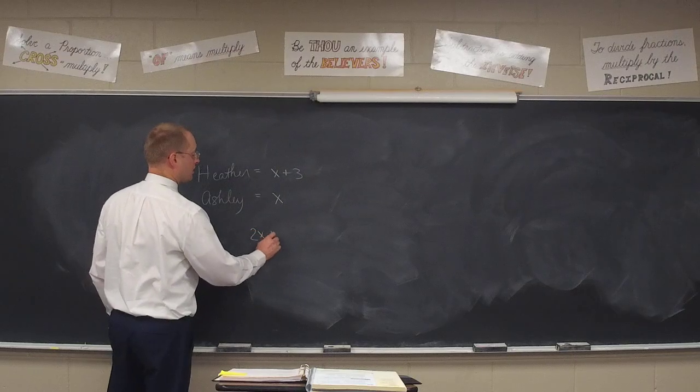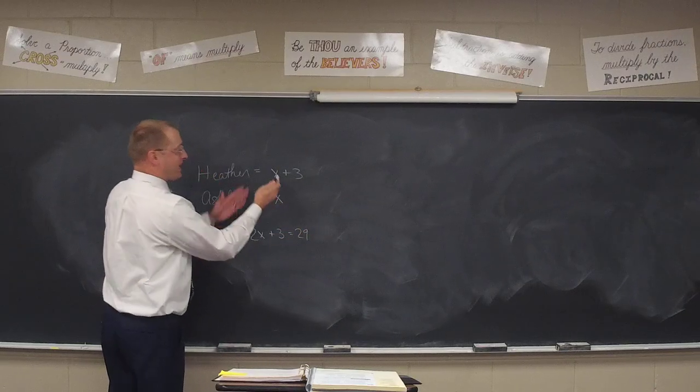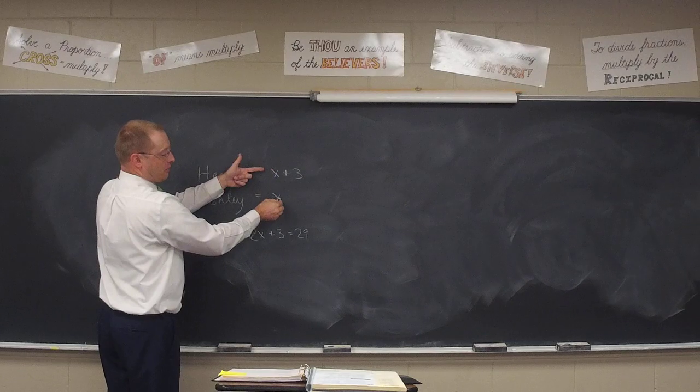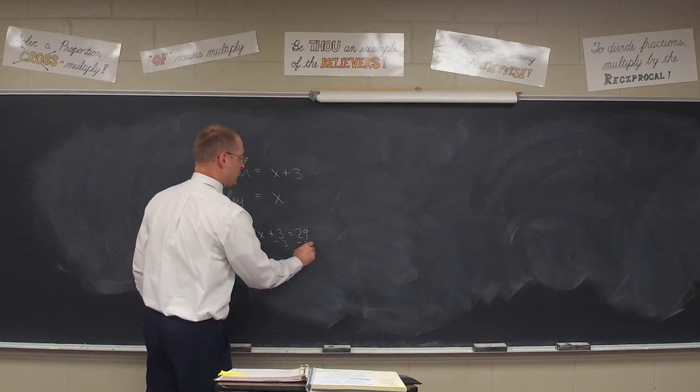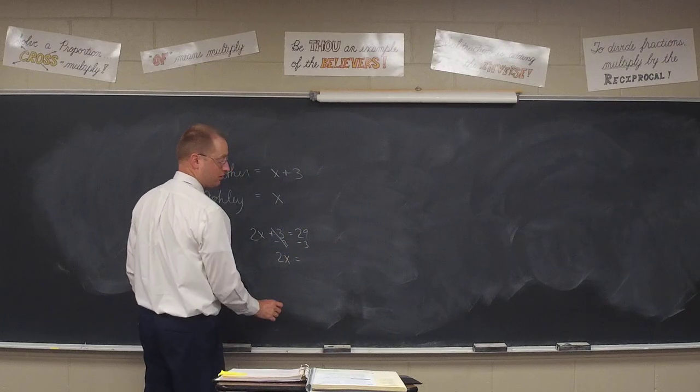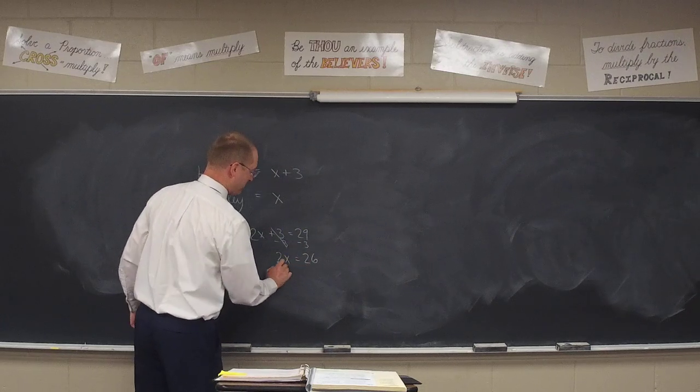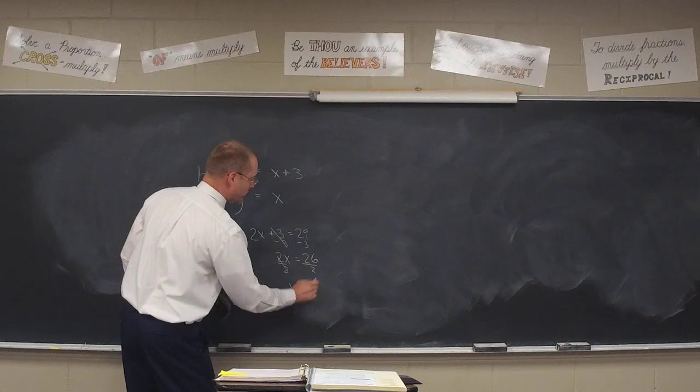2x plus 3 equals 29. Good. Rather than writing x plus 3 plus x, she knew the x's were going to combine anyway, so she said 2x plus 3 equals 29. From here, we'll subtract away the 3, to get 2x equals 26, and then we can divide both sides by 2 to get x is equal to 13.